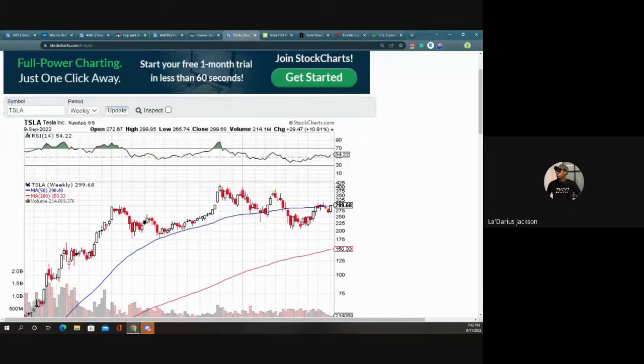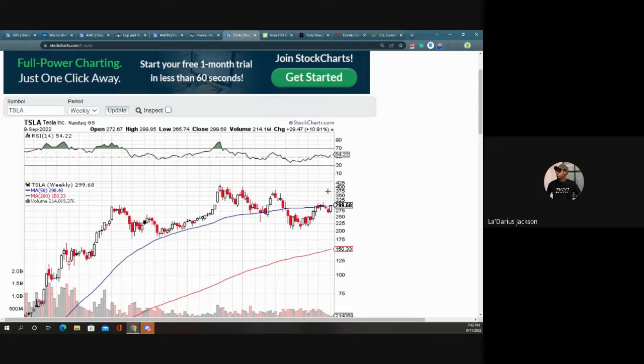So again, this is making a cup and a handle on the weekly. Don't confuse this cup and handle with the cup and handle on the daily. This cup and handle right here can push Tesla up to about 350 to 375, but this is going to take some time. Remember, each candle represents a week. So the next candle that's forming can move up to 325 to 350.